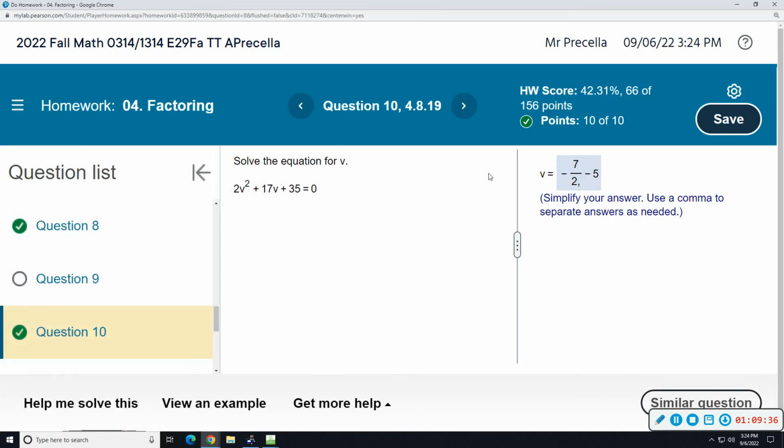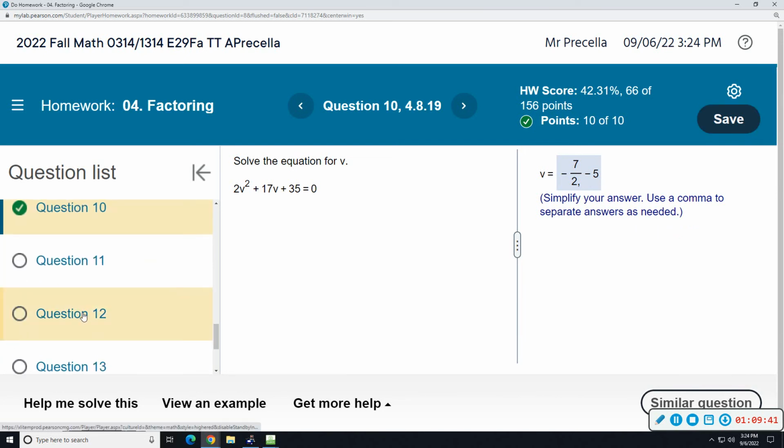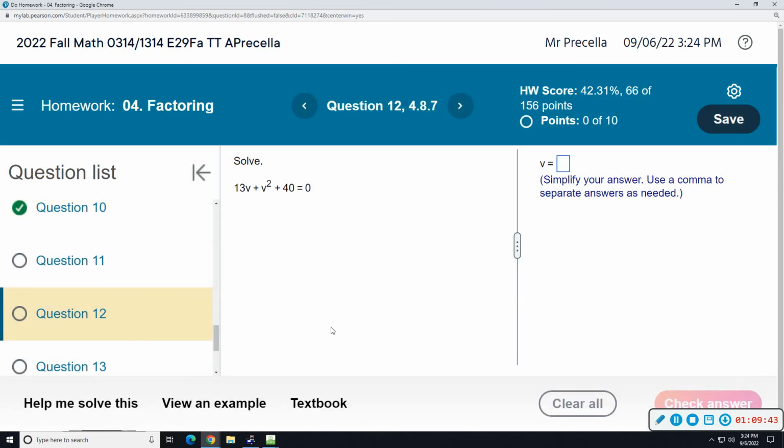Let's do number 12. Uh-oh. Number 12. Let me write this down, and y'all be thinking about why did I say uh-oh? Notice it says it's going to need to be rewritten, and it says solve. That's an equation. Notice they want the answer to be numbers, I think like the previous one.